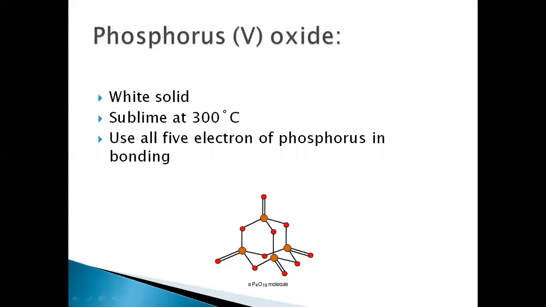And in this condition, when the phosphorus wants to form phosphorus 5 oxide, it uses all of the 5 electrons of the phosphorus in bonding. So the phosphorus, in its valence shell, involves the 5 electrons in the bond formation with the oxygen atom. And here's the structure of P4O10, where the orange atoms are the phosphorus, while red is the oxygen. So here all of the 5 electrons of phosphorus are in the bonding.